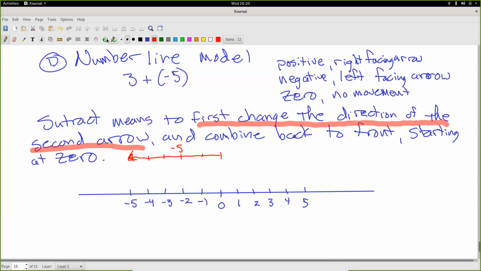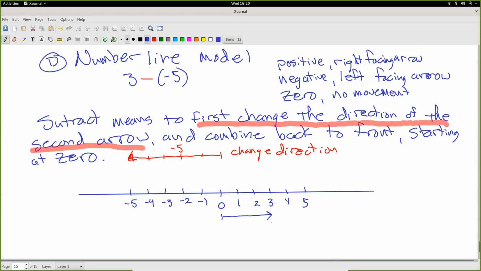Oh, I wrote add up there. Why did I do that? Let's fix that. So that should be 3 minus -5 is what I'm trying to do here. And so we're going to have to change the direction of this. So I'm going to start with my 3 arrow. So from here, just draw underneath, I'm going to go 1, 2, 3, and stop.